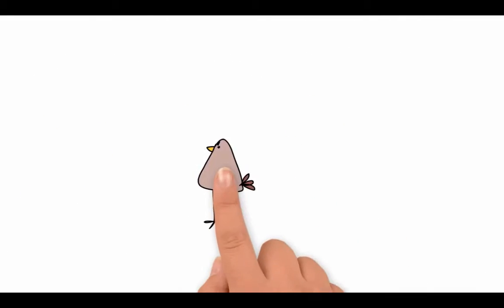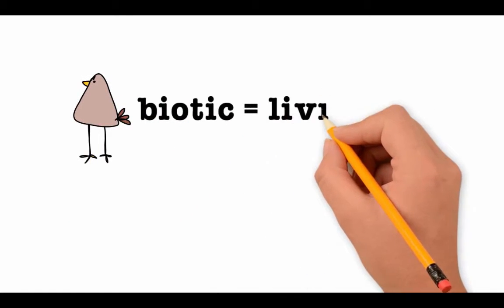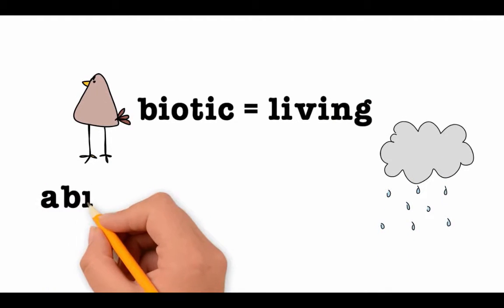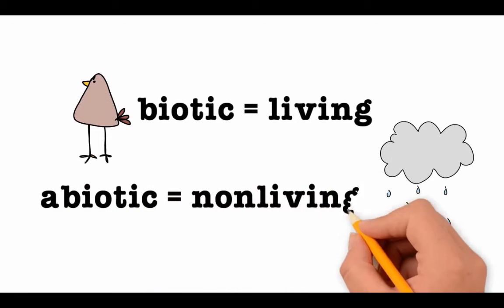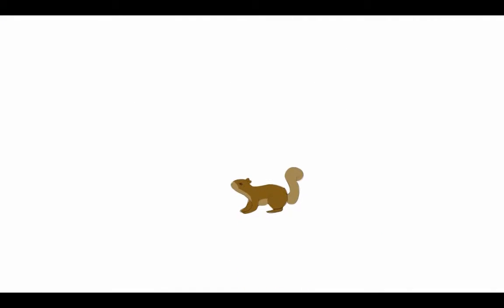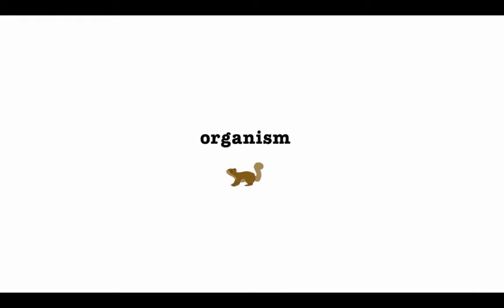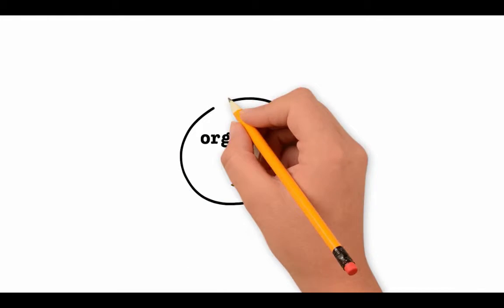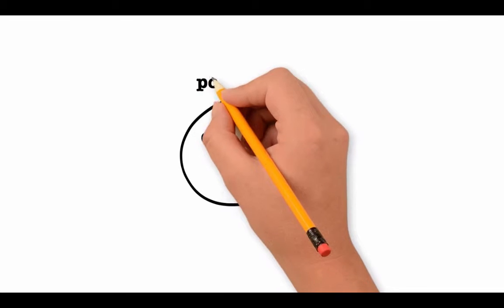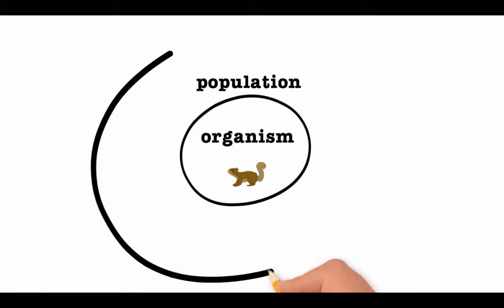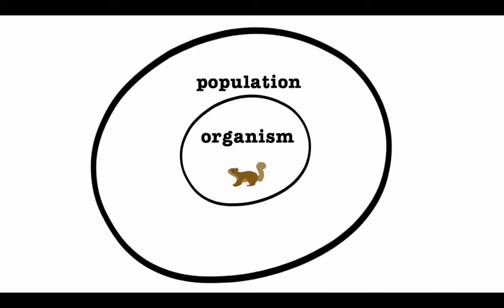We call the living portions of the environment the biotic factors, and the non-living influences the abiotic factors. You know that an organism is one single living thing, like an individual squirrel. All of the organisms of one species that live in the same location at one given time is called a population. You can see a population of a particular species of squirrel pictured here.